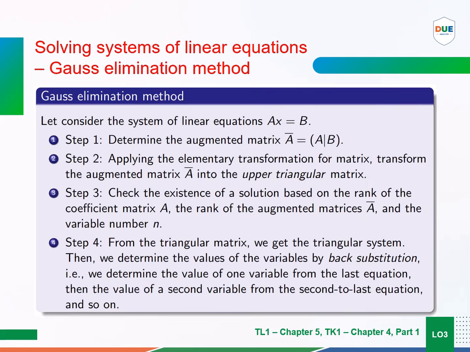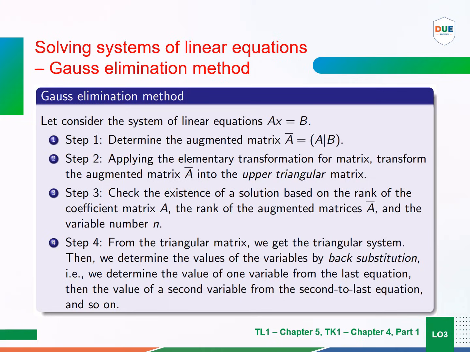Another important and more general method for solving linear systems is the Gaussian elimination method. This method is based on elementary row transformations. First, form the augmented matrix, A bar B. Second, use elementary row operations to transform the augmented matrix into an upper triangular or row echelon form. Third, examine the ranks of the coefficient matrix and the augmented matrix to determine whether a solution exists and whether it is unique. If the system has an appropriate solution, we then convert the triangular matrix back into a triangular system of equations. Finally, we use back substitution.